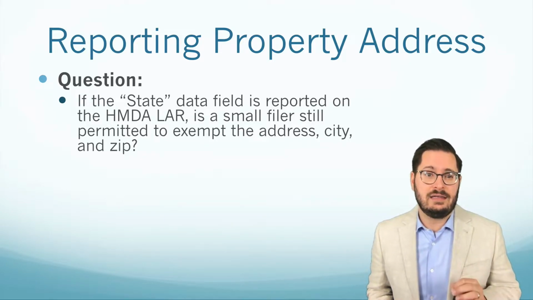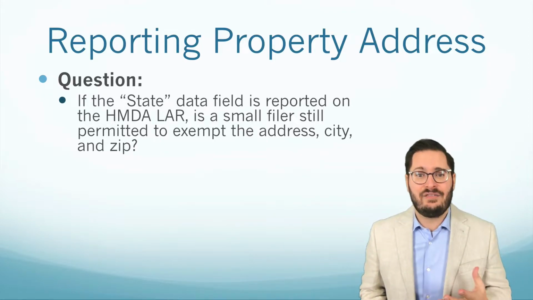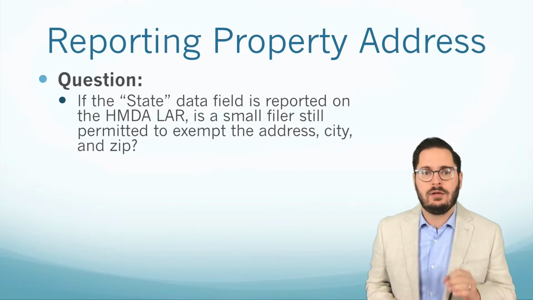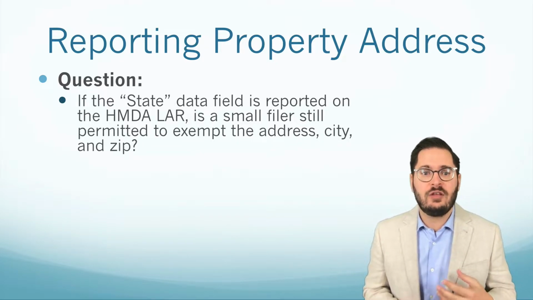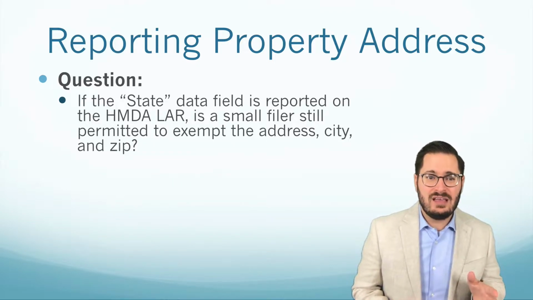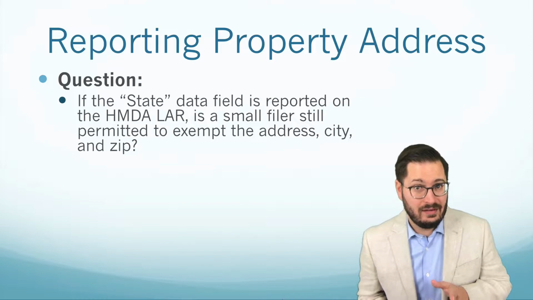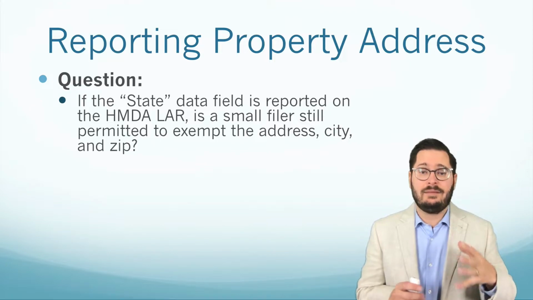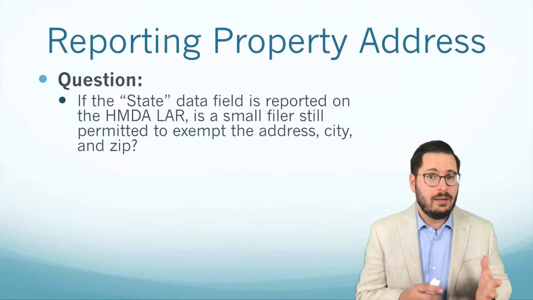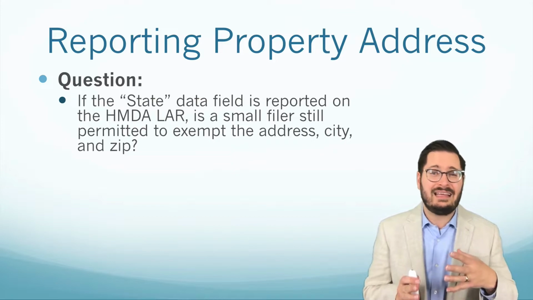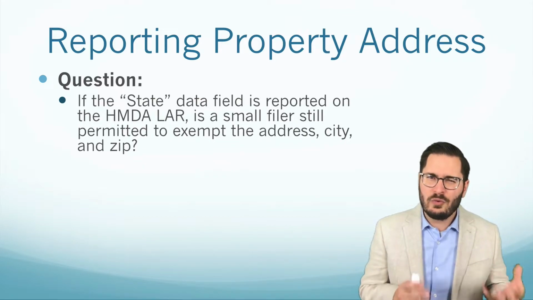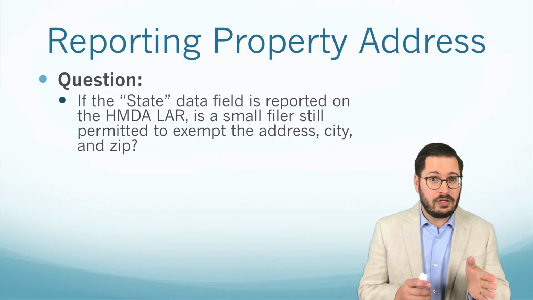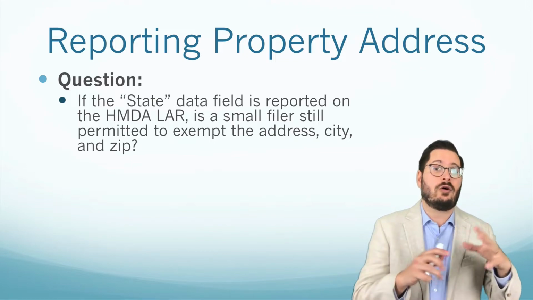Specifically, the question here is: if the state data field is reported on the HMDA LAR, is a small filer still permitted to exempt the address, the city, and the zip? In other words, the address, city, and zip are part of the property address, but state is also there, so state is listed, and can it still be exempt? Because what the rules have really said is when you have one data field reported, you have to report all the other data fields within that larger data point.